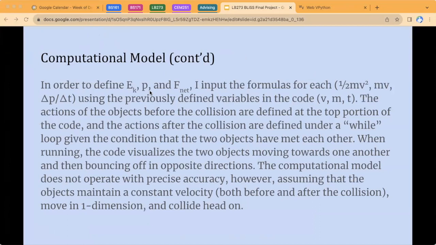The actions of the skaters before the collision are modeled at the top of the code, with the actions after modeled under the while loop. The model shows two objects moving towards each other and bouncing off in opposite directions. The computational model assumes that each object maintains a constant velocity, moves in one dimension, and collides head-on.